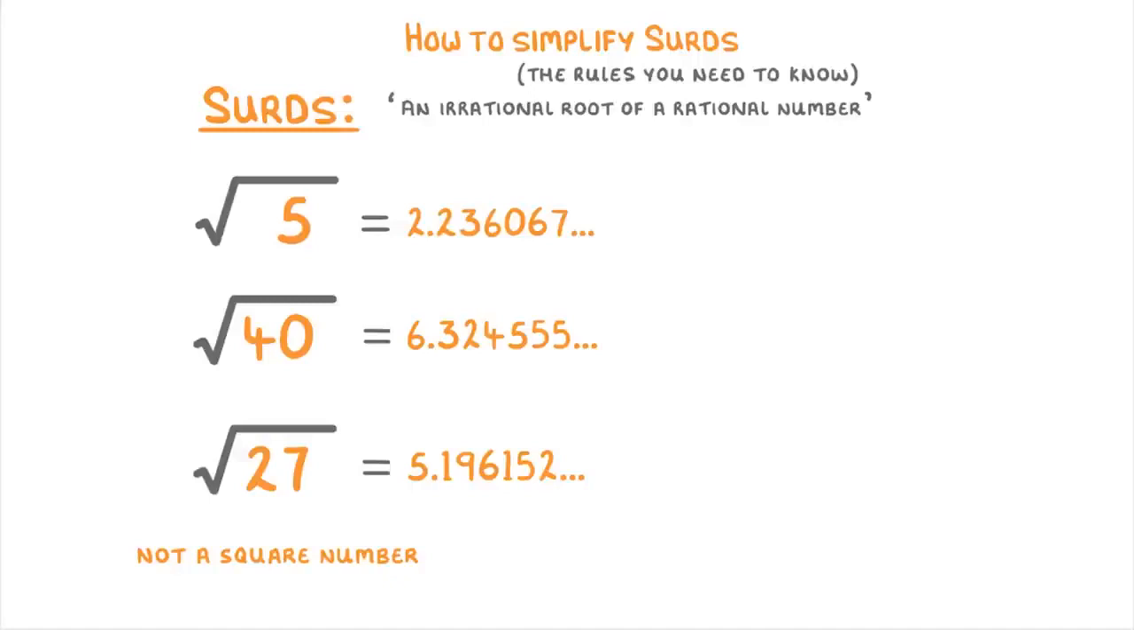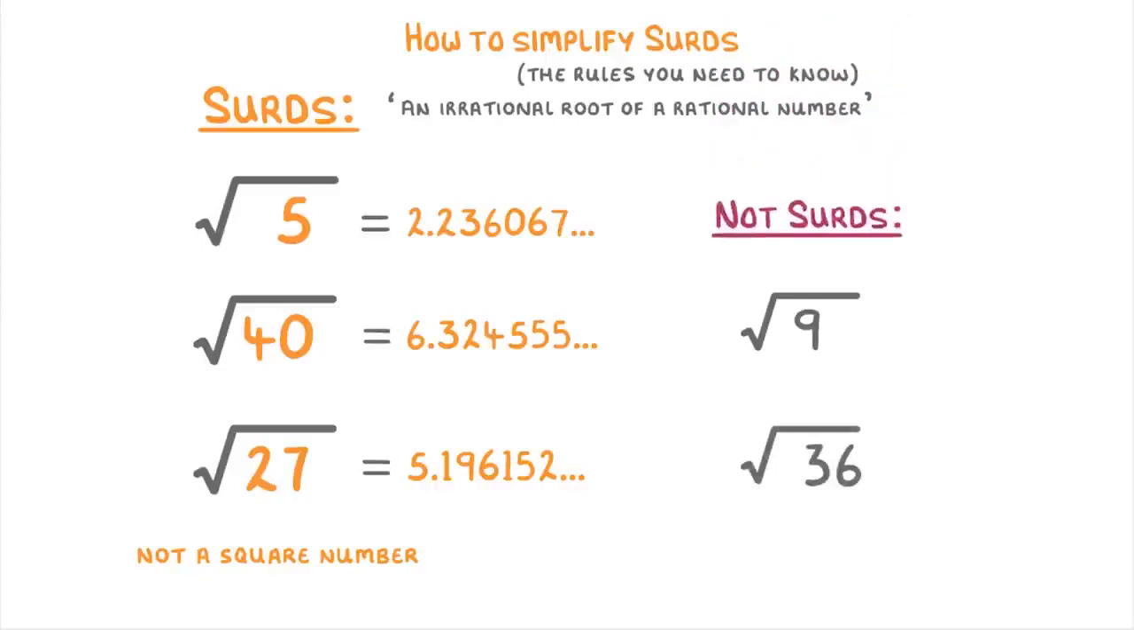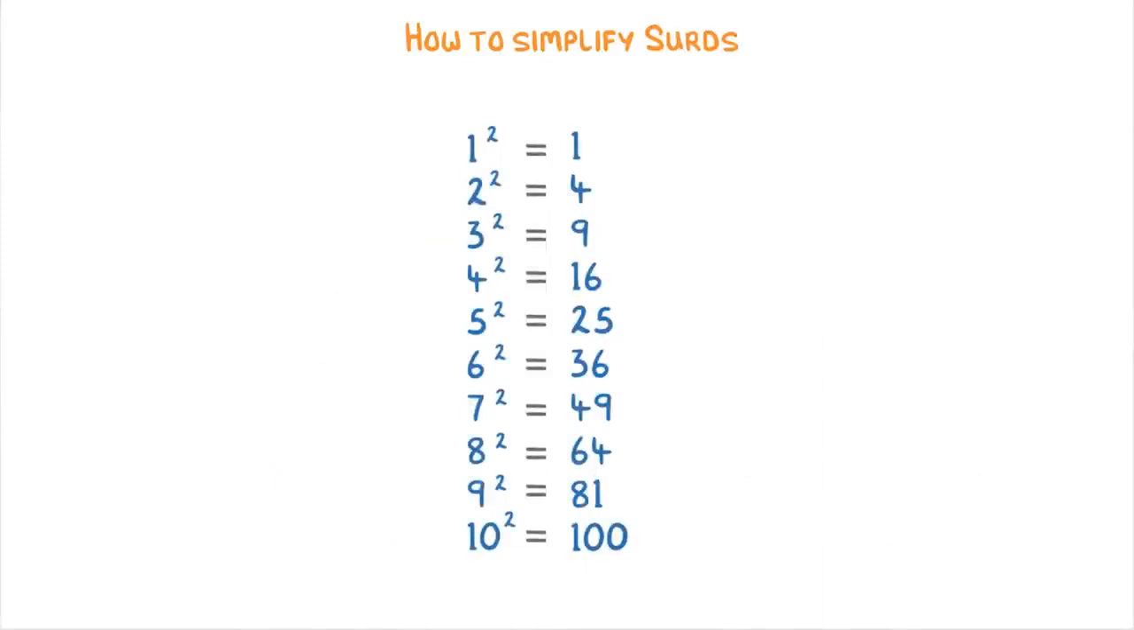Whereas if we had the square root of 9, or the square root of 36, these numbers don't count as surds, because 9 and 36 are both square numbers, with root 9 being 3, and root 36 being 6. One thing that really helps with simplifying surds is knowing all of your square numbers. So if you don't already know all of these square numbers, then it's definitely worth learning them all before you try and do this topic.